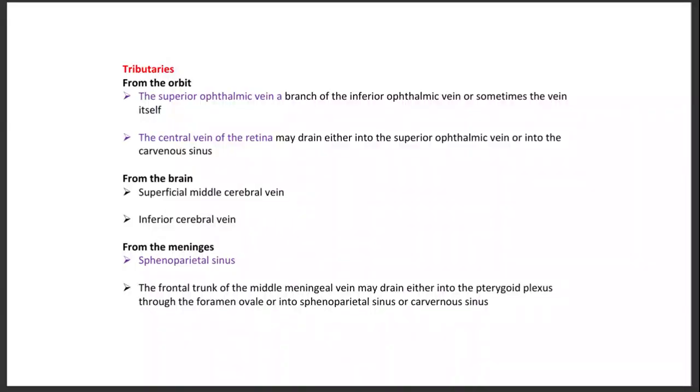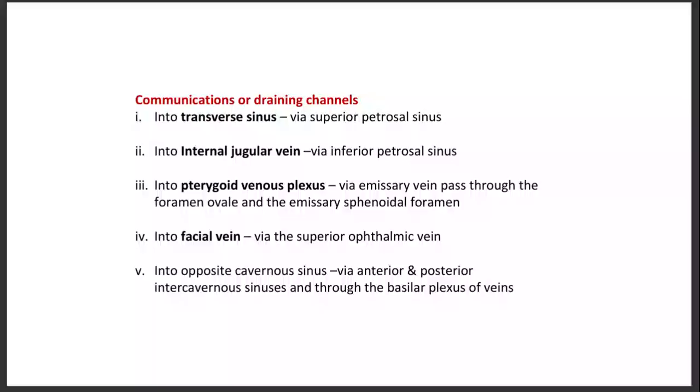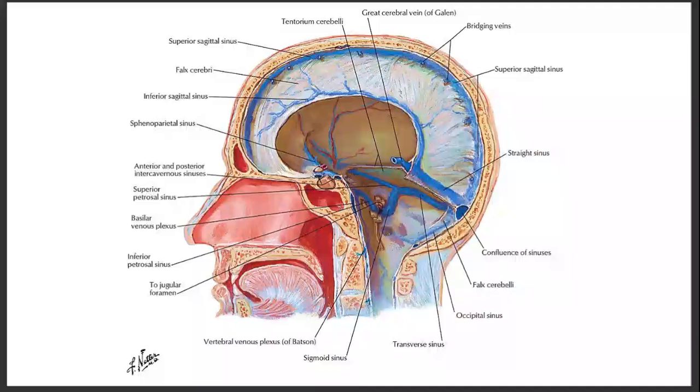You can have multiple choice questions where they ask: the following are tributaries of the cavernous sinus, except. That's why you need to know all the parts that are going to end up draining to the cavernous sinus, except. Okay, so we've already talked about the communications.